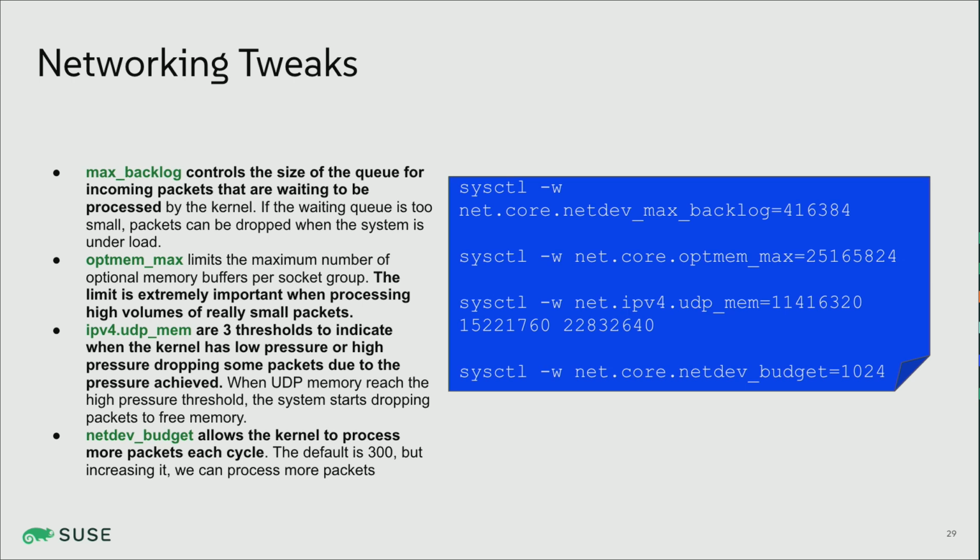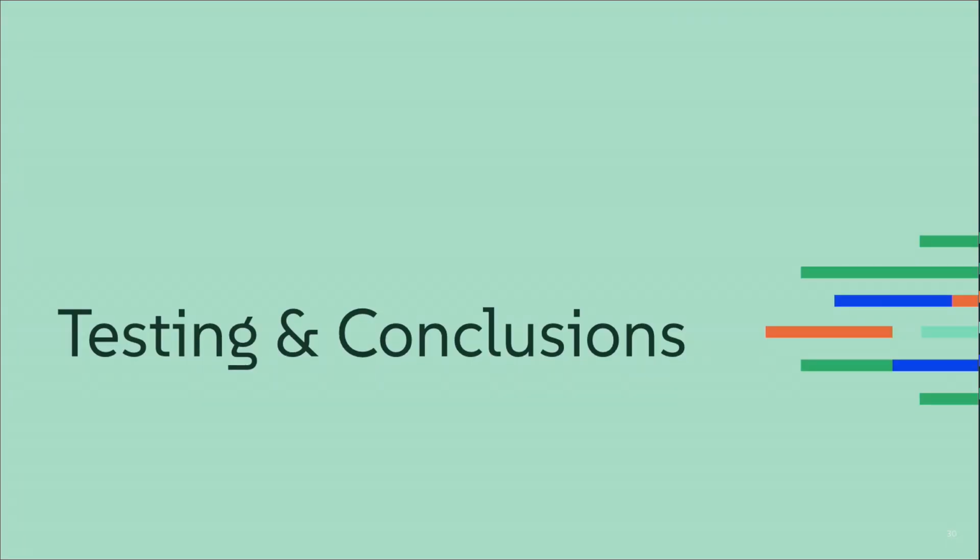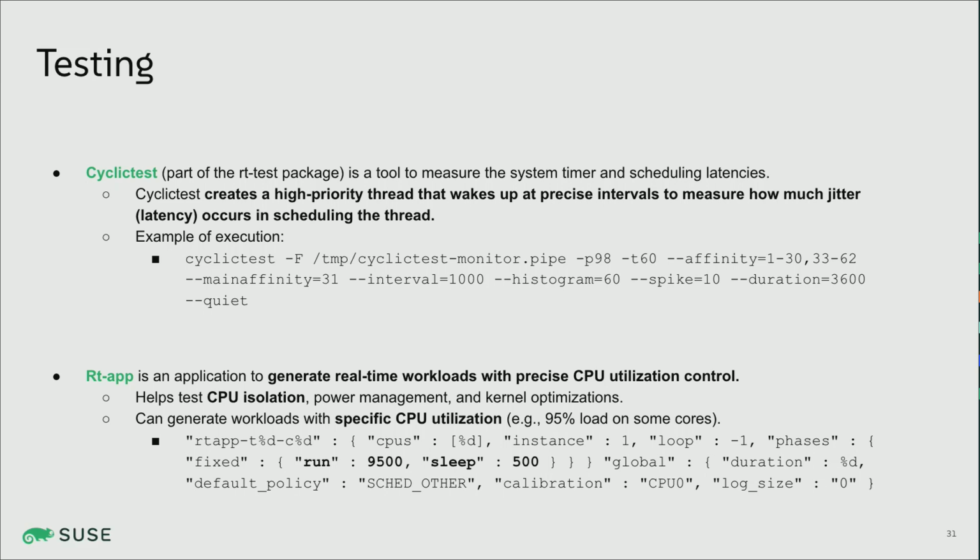I'm going a little bit faster because we don't have enough time. So I think the important part also is just to share with you the testing that we did and the conclusions that we have. In order to test it, we basically used two tools. The first one is cyclictest, which is part of the RT test packages. Basically what it's doing is including some kind of high priority task in the system, and it's trying to measure the time that you are spending in the CPU just to get an answer.